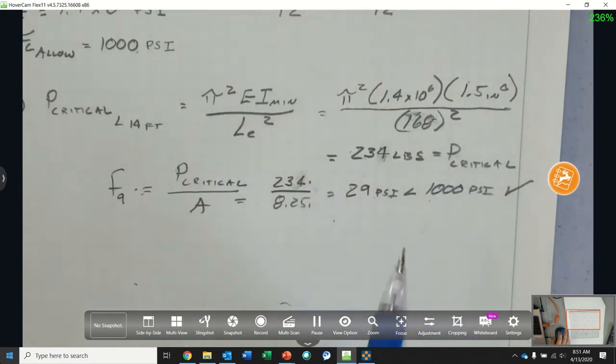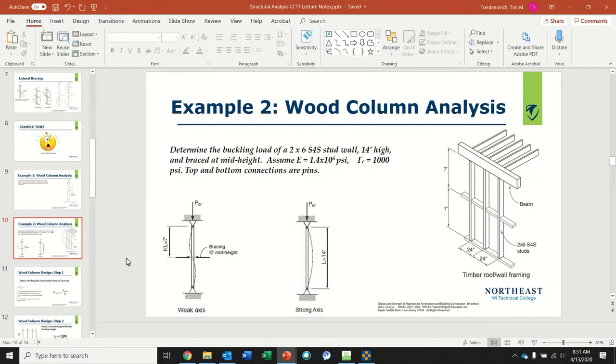And as long as, when I go back to the problem and do load tracing, my load per stud is underneath that critical load, that'll determine if I need lateral bracing or not. Okay, so that was on the 14-foot length.